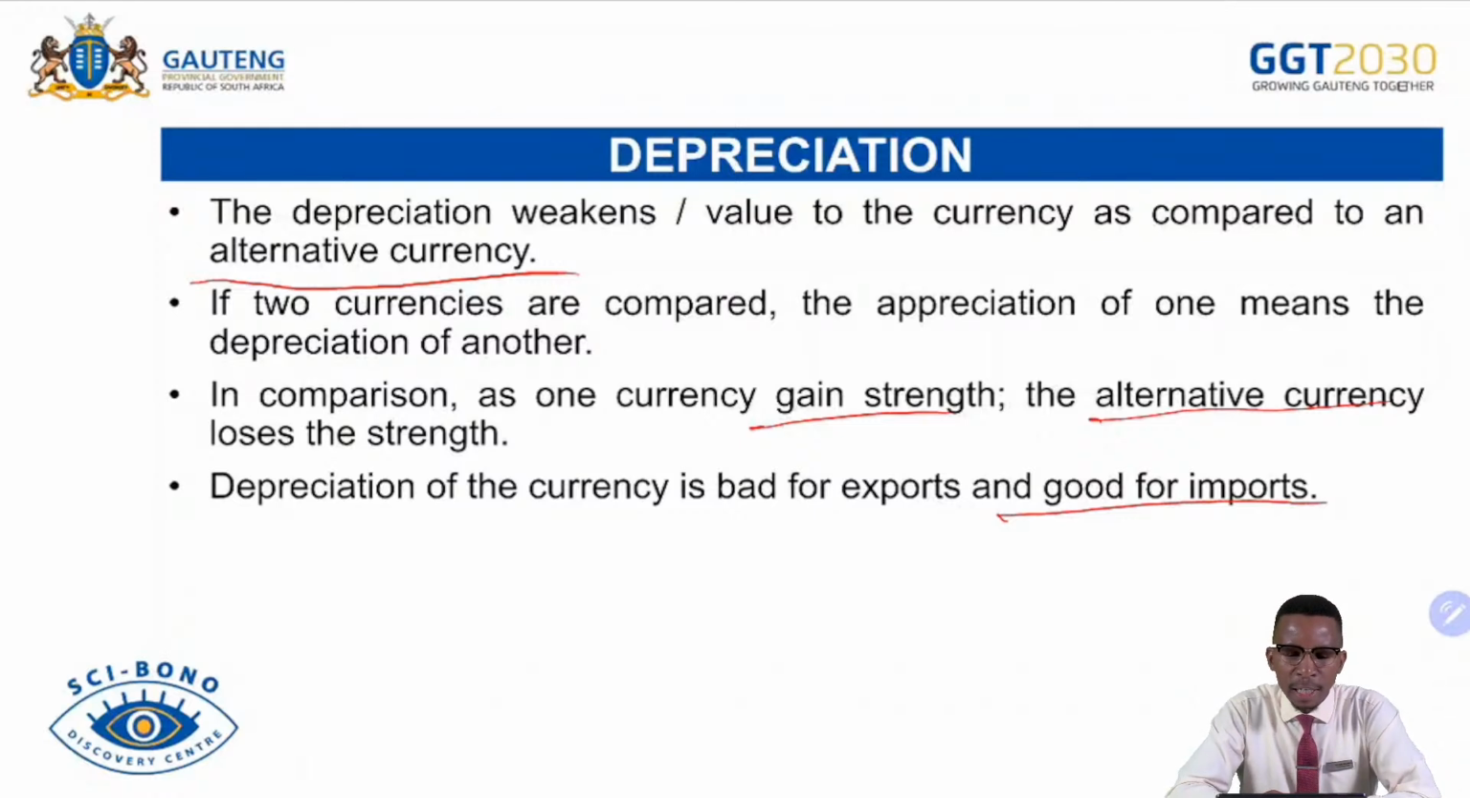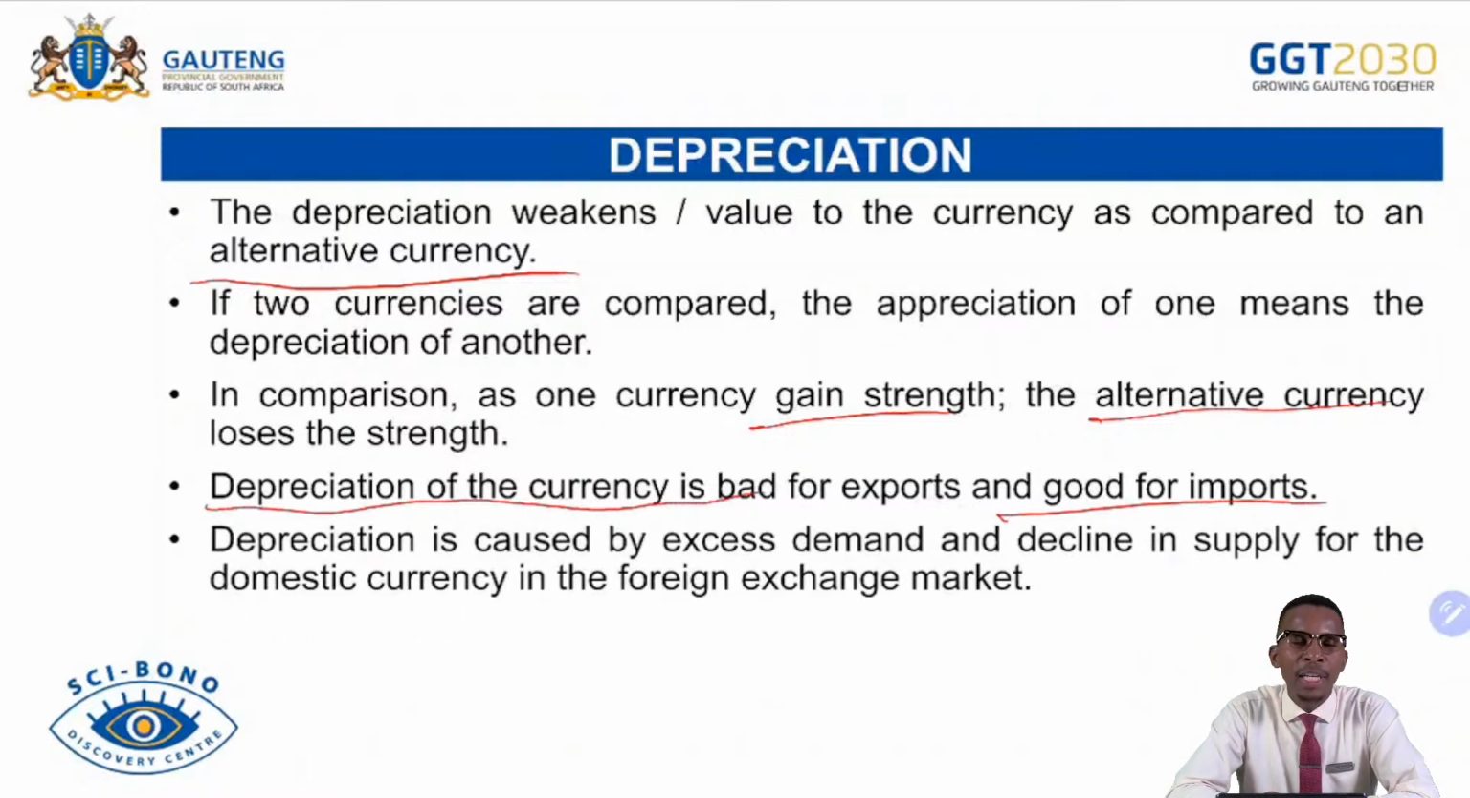So it is bad. The depreciation is bad for us as South Africans because our goods become relatively cheap abroad. That compromises local firms that have been exporting goods. They get less returns, which can even be lower than the cost of production. As for imports, it is good, because if our currency depreciates, that means our goods will become expensive while their goods will be affordable.